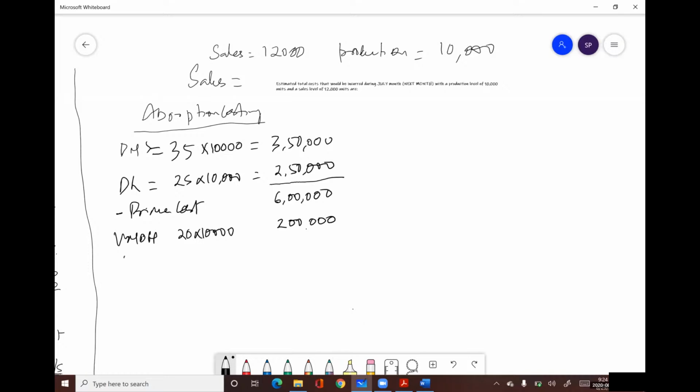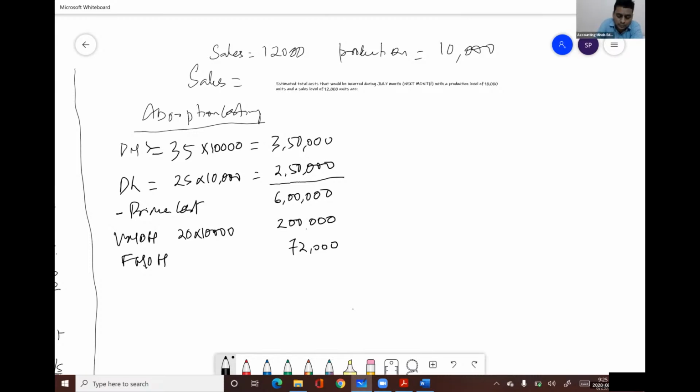Then fixed manufacturing overhead. 6 into 12,000. Fixed manufacturing overhead will not change. Previously, what was the last month amount? 72,000, sir. That's it, 72,000 only. It will not change. Guys, you understood? All of you understood this? Yes, sir. Fixed manufacturing overhead will not change.